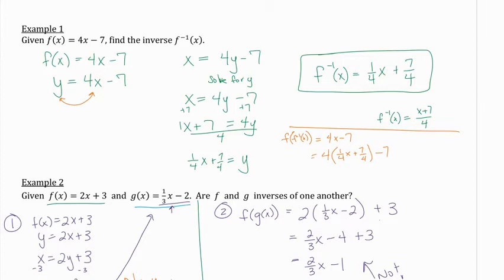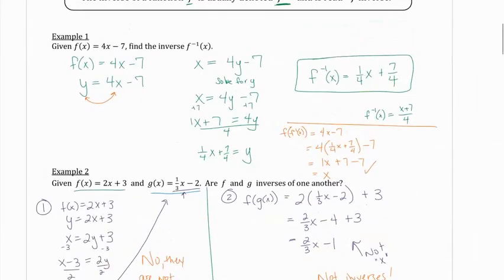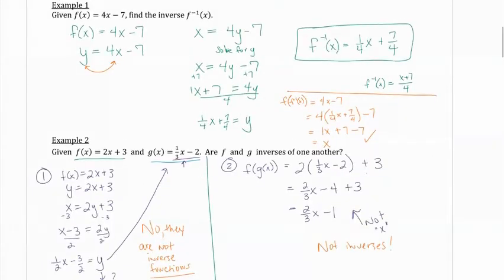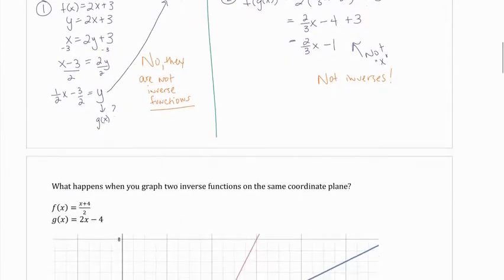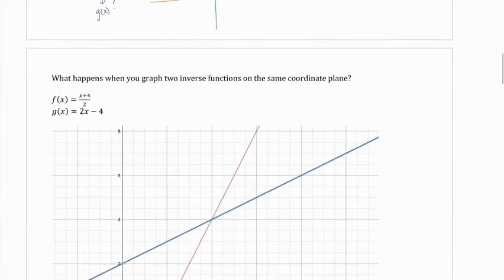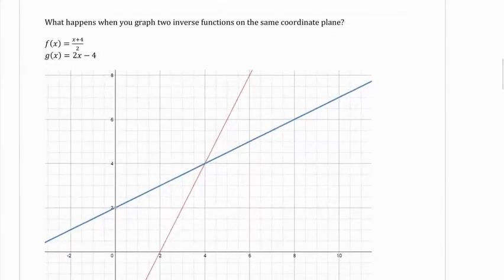4 times 1/4 is 1x. 4 times 7/4, well, those 4s would cancel. That'd be plus 7, minus 7, and we just end up with x. That means that they're inverses. Okay, so one of two ways. You can just find the inverse of one of the functions and see if they match, or if you want to do the composition version, you plug one function into the other, and that will tell you if it's an inverse. Okay, that's how we can find inverses and see if functions are inverses of each other.